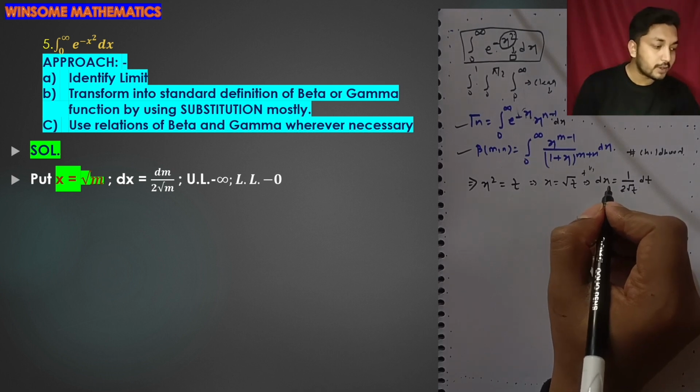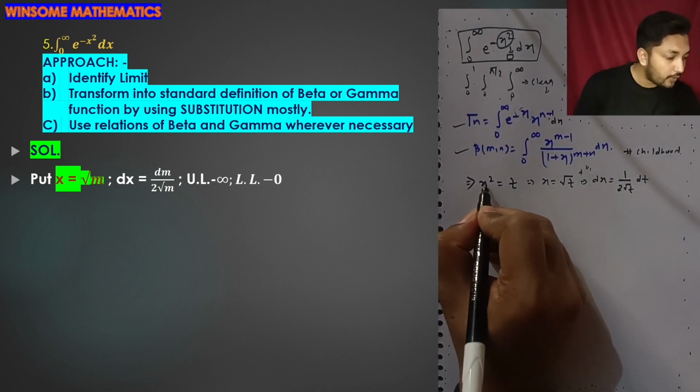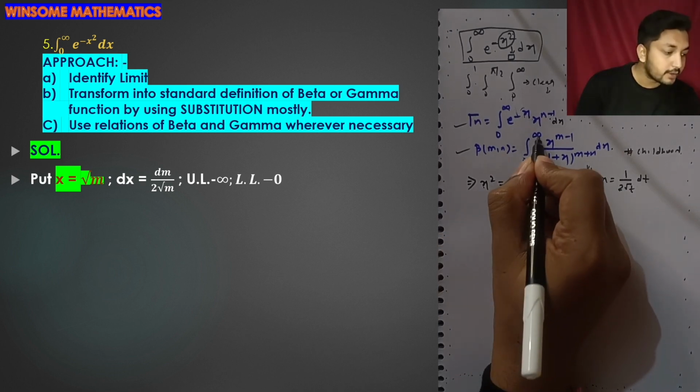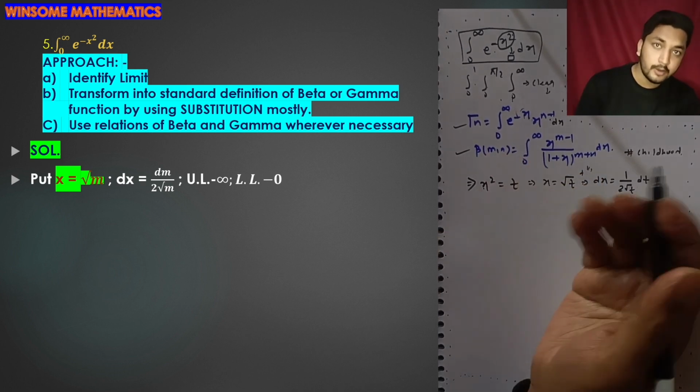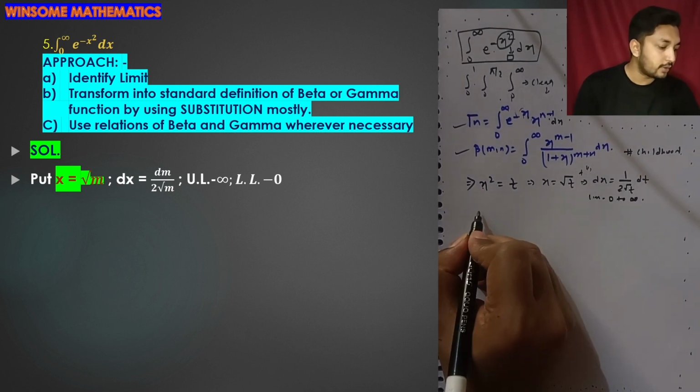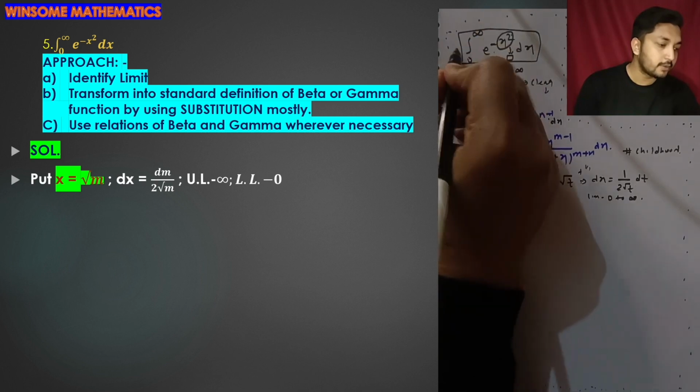And now the limit is not going to change. Why? Because when x is equal to 0, 0 square, t is equal to also 0. When x is equal to infinity, infinity square is also infinity. So the limit is 0 to infinity. So nothing is changed. So let's suppose this is I.